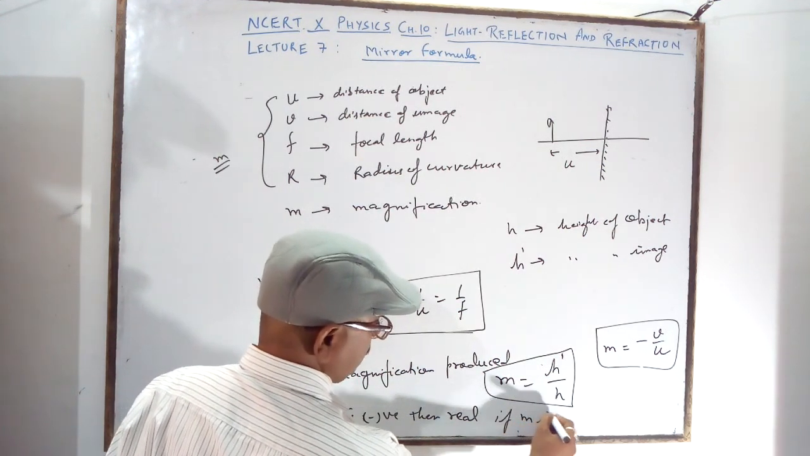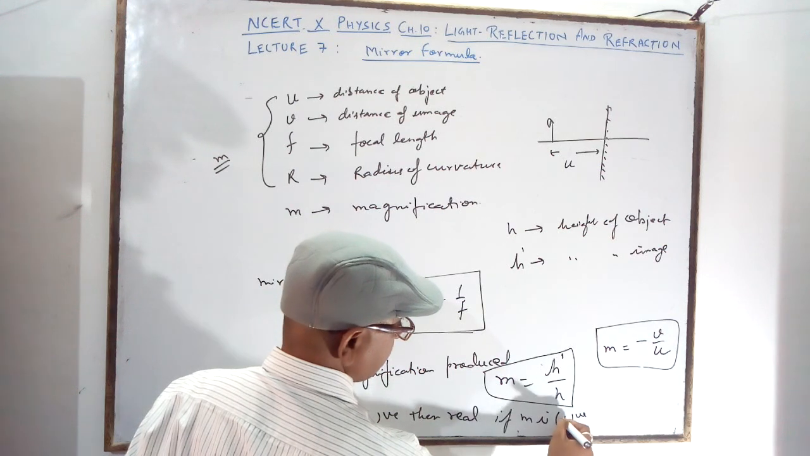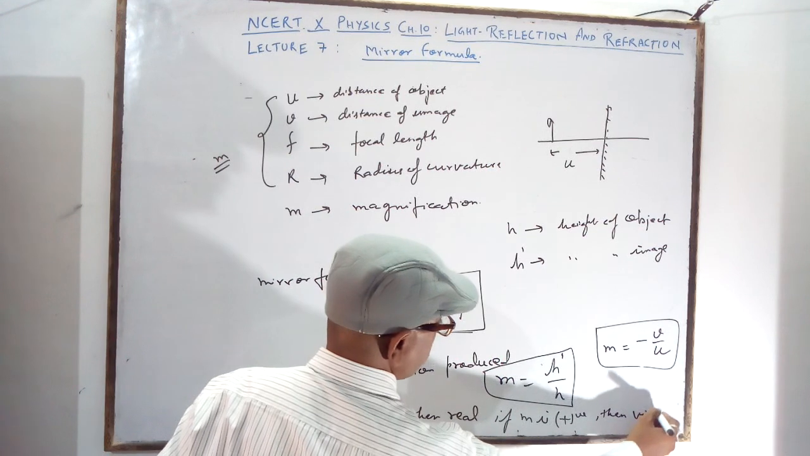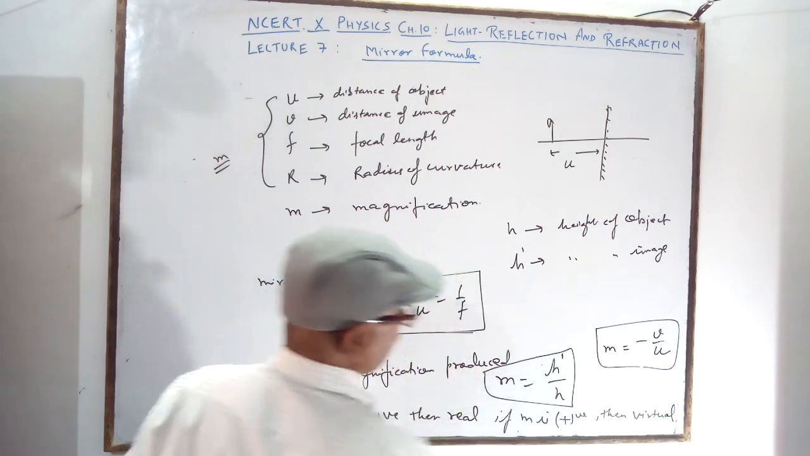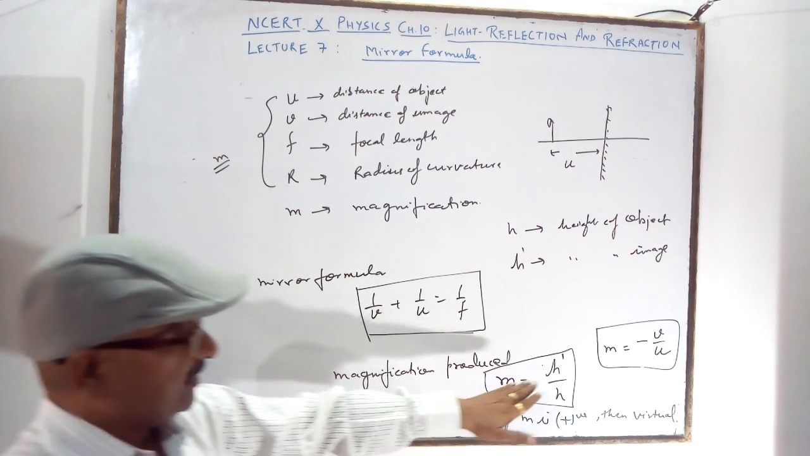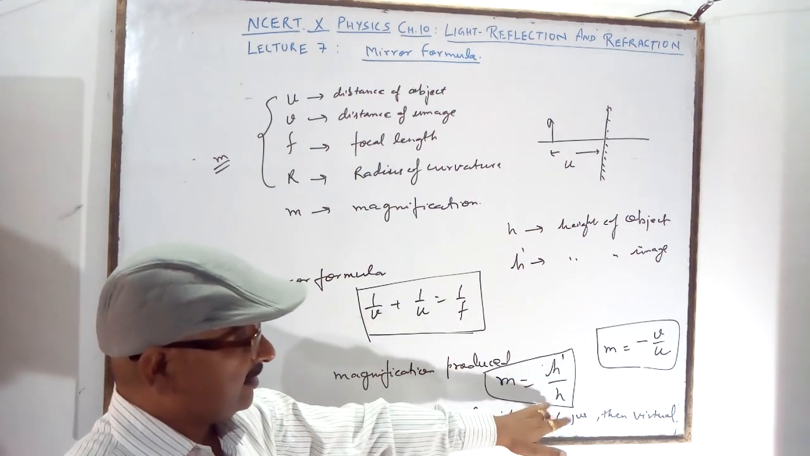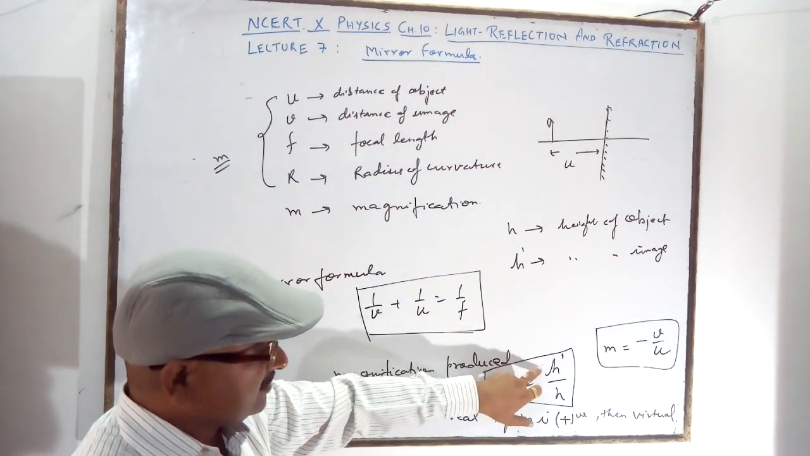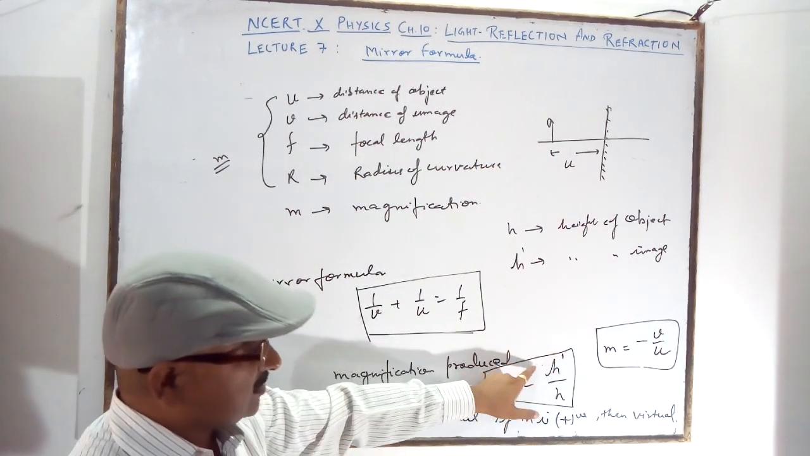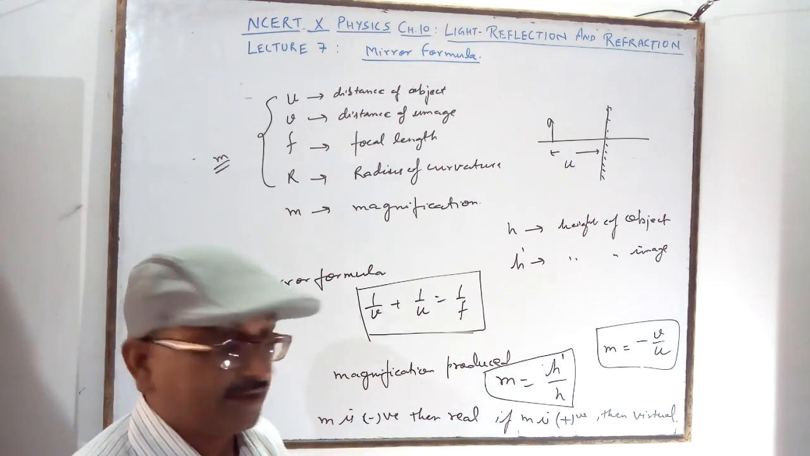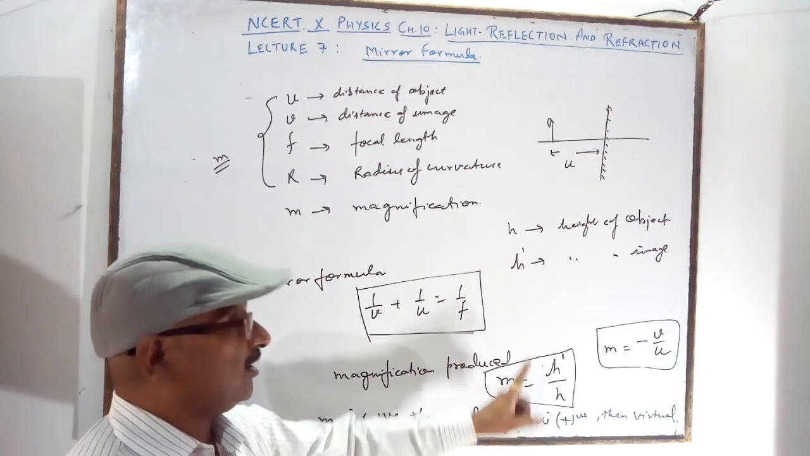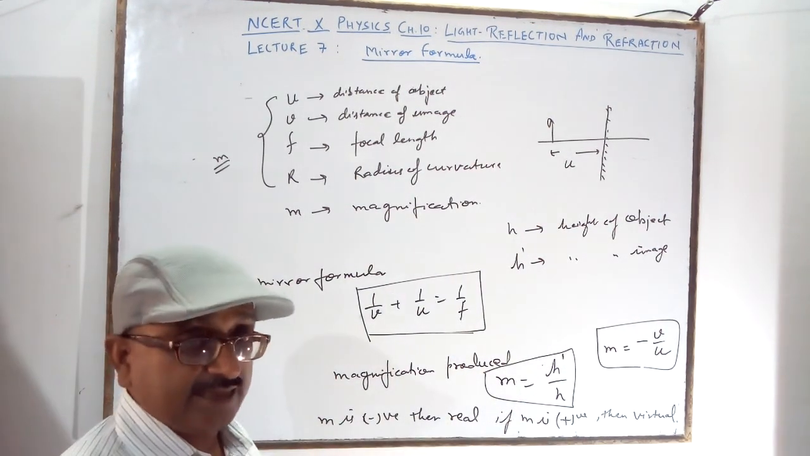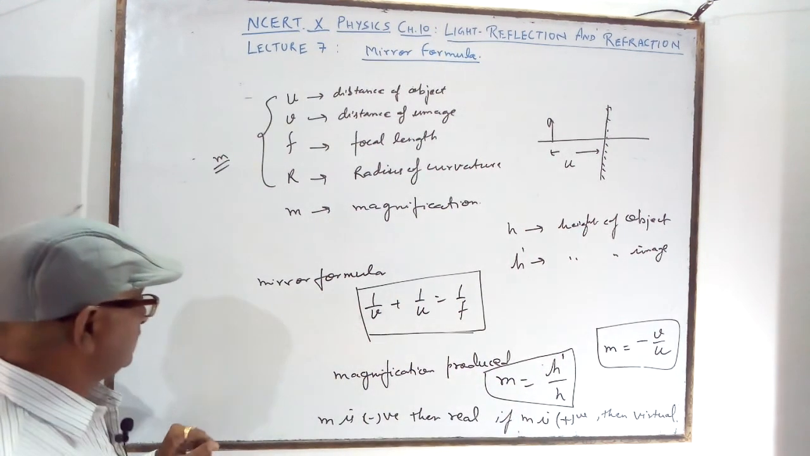If m is positive, then virtual, meaning a virtual image, erect image. This h is always above the principal axis, so it is always positive. This sign positive, then the result will be positive. This sign negative, then the result will be negative. Magnification is the ratio of two quantities. It is v by u, or h dash by h. That's why it has no SI unit.